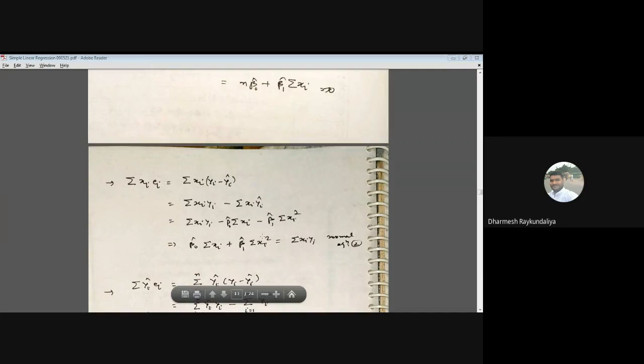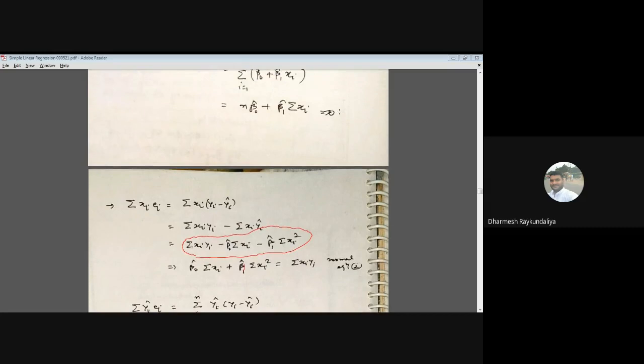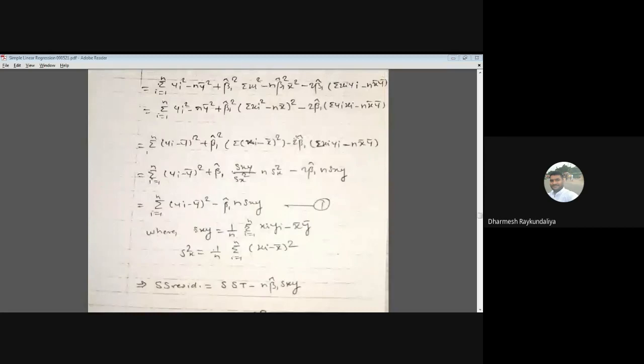So if you take beta 0 cap, look at our second normal equation, and this is our first normal equation. Why does it become 0? This we said is 0 in the normal equation. What is n beta 0 plus beta 1 summation xi? I will show you.